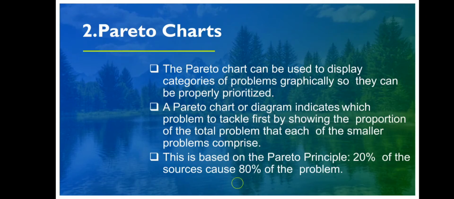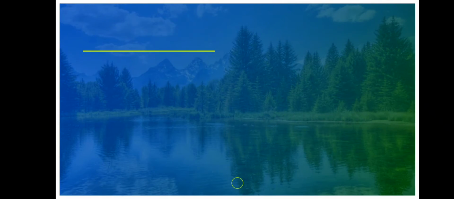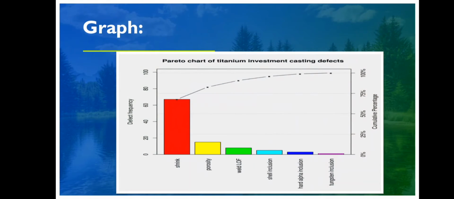A Pareto chart displays categories of problems in a graphical chart. Let's go to the graph. In this graph, the left axis represents the defect frequency and the right axis represents the cumulative percentage. The down axis represents the types of defects. In this graph, we can calculate the percentage of the cumulative frequencies with the defect frequencies. Cumulative percentage represents the addition of each defect frequency. This is shown in the graph.